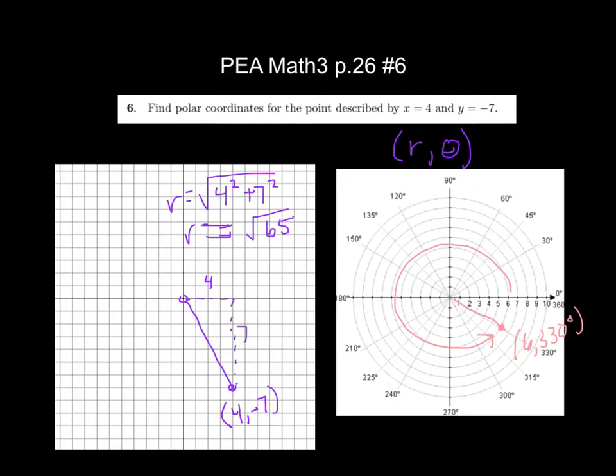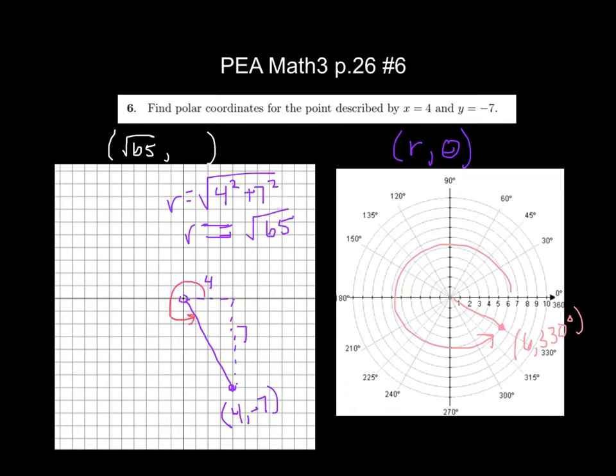So our coordinate would be root 65, comma, now we need what theta would be. Now theta is our angle from the positive x-axis, so we need this angle right here.